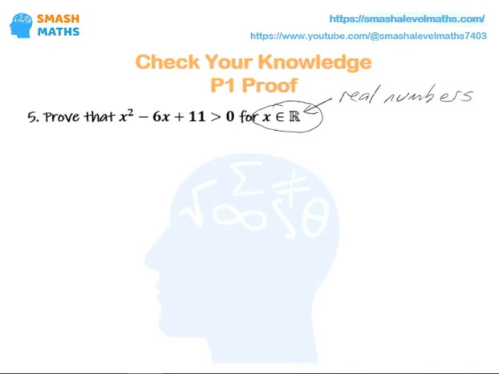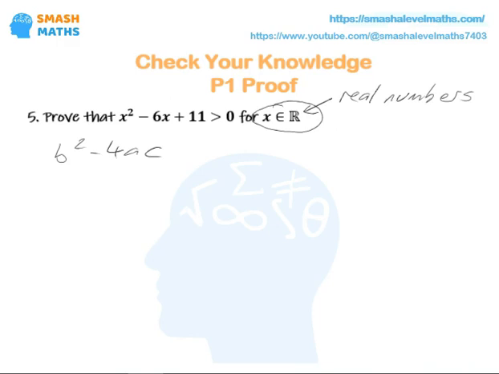And this is an example of a question whereby you're not using one of your standard proof methods. What you're doing is using your skills from another part of the course to justify a particular result. So what we're going to do with this one is say, let's consider the discriminant, so b squared minus 4ac.